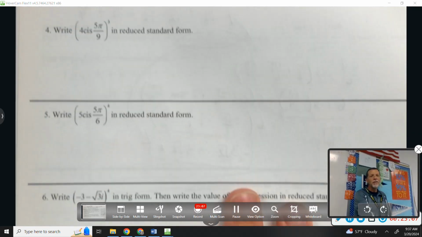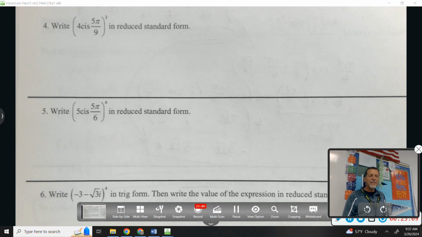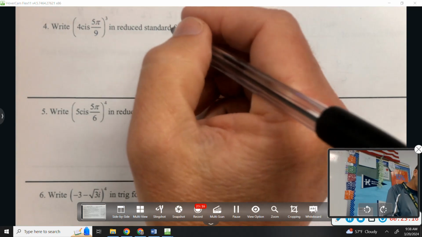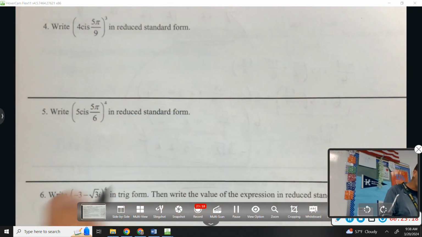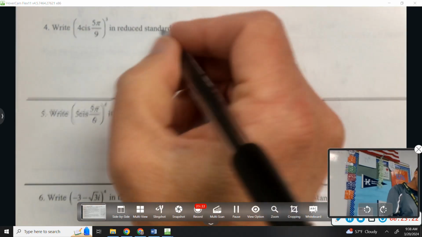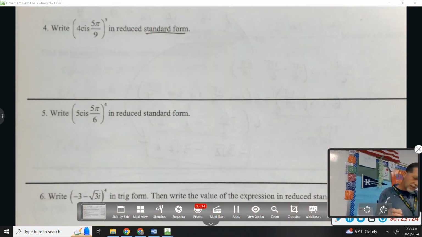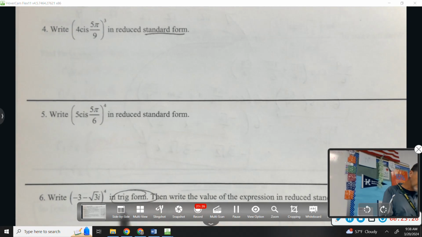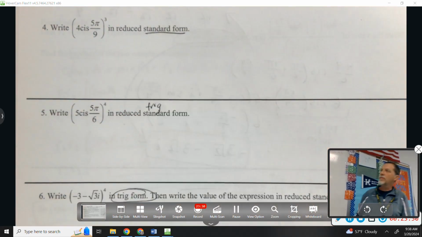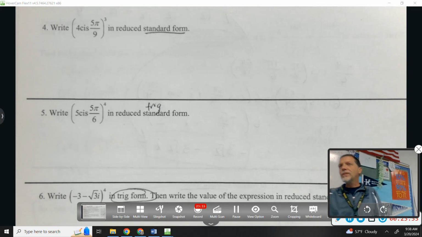All right, number 4. Write that in standard form. Okay, we're gonna change one of these. Let's do one more in standard form, and then we'll do one in trig form. Is there one in trig form? Oh, in trig form. There we go. We'll do number 5 in trig form as well. You're welcome to look around. There you go.